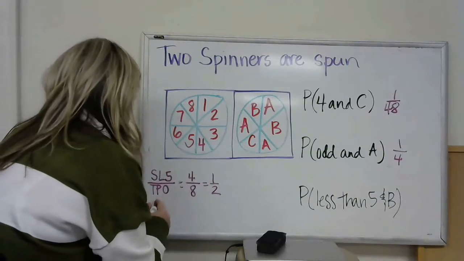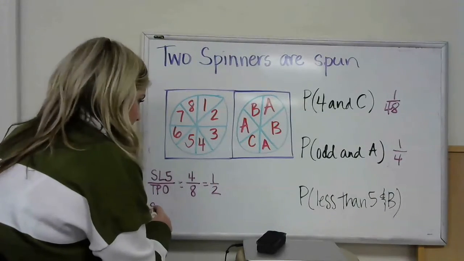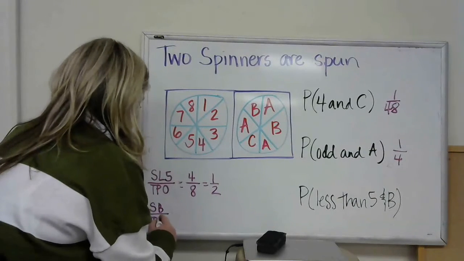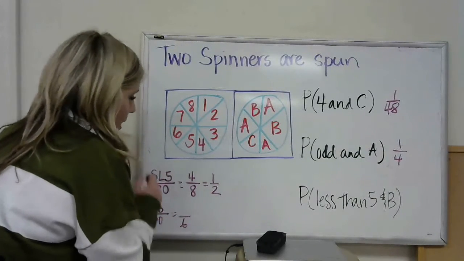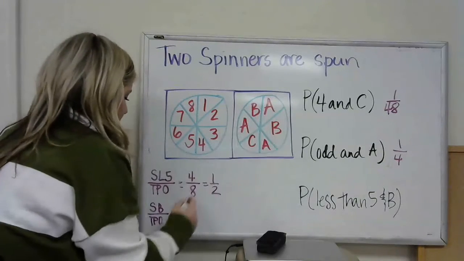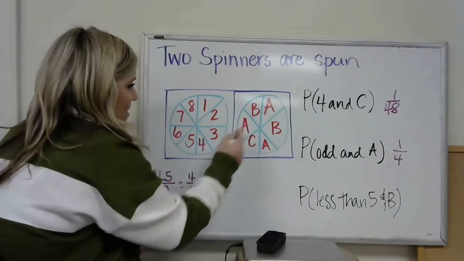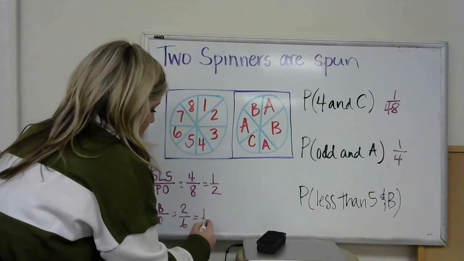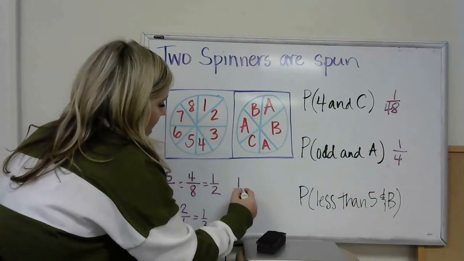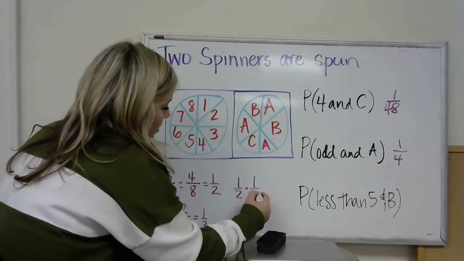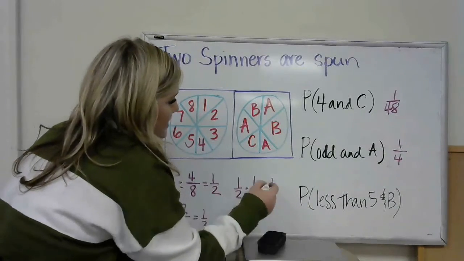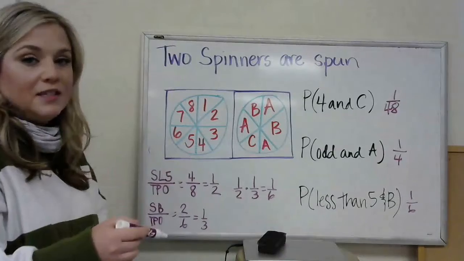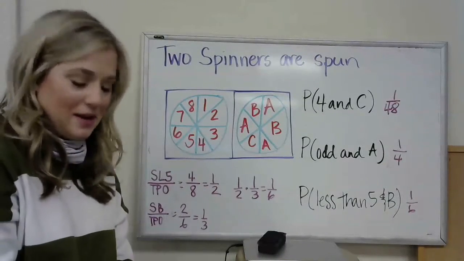The next one is spinning a B out of total possible outcomes. We know there are 6 total possible outcomes. And if I look at this, there's 2 B's right here, 2 B's, okay? So if I reduce that to 1/3, 1/2 times 1/3 is equivalent to 1/6. So you have a 1 in 6 chance of spinning a number less than 5 and then spinning a B.